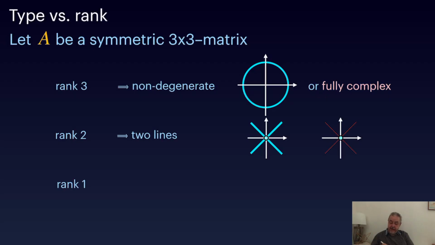In both cases, their intersection is a real point of our conic, and actually this real point can be calculated by intersecting those two lines. And in the rank 1 case, you are in the fully real case where you have a double line here. So much about the classification.